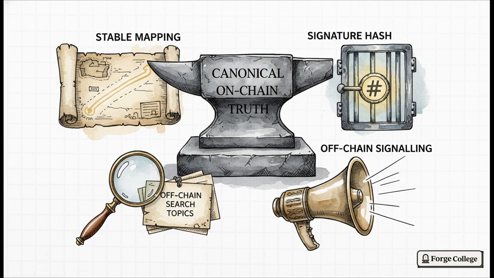First, there is a wonderfully stable deterministic mapping from your Solidity code straight to the transaction logs. Second, topic 0 is always your signature hash. Seriously, guard it with your life against typos. Third, reserve your indexed topics purely for the parameters you actually need to search and filter off-chain.